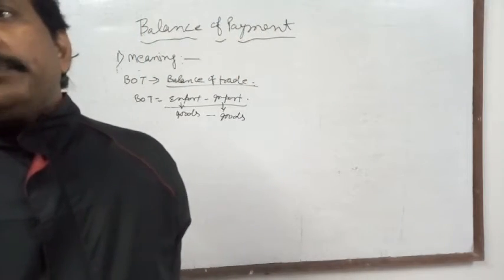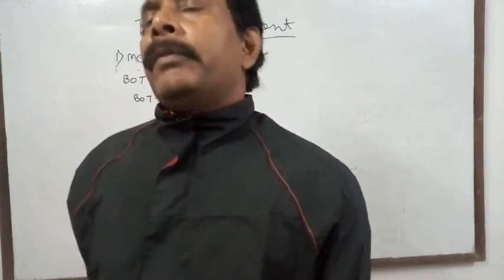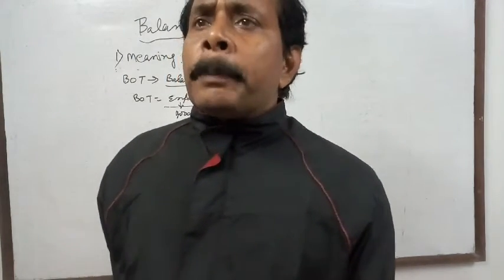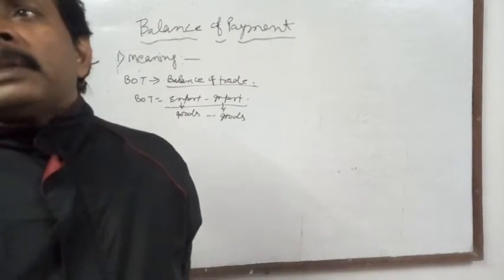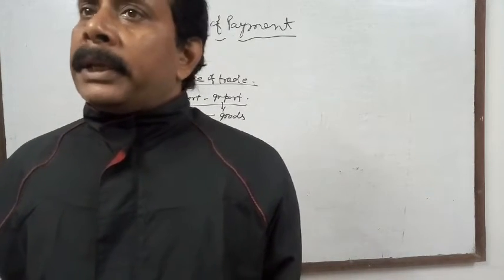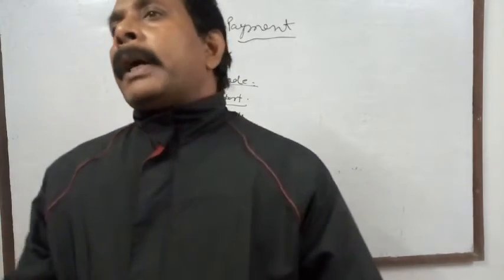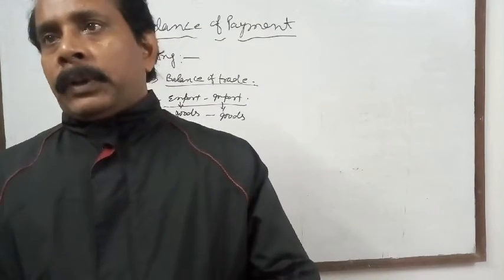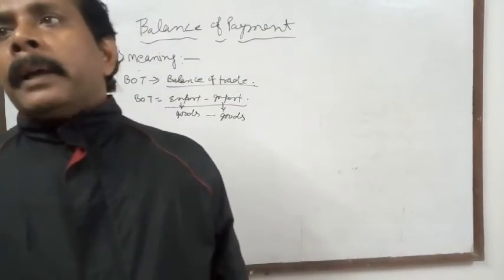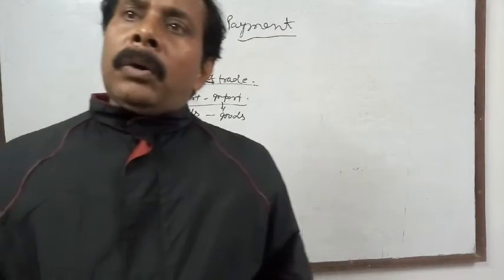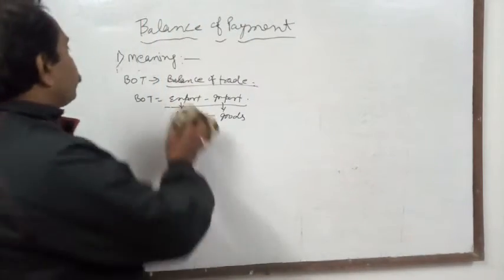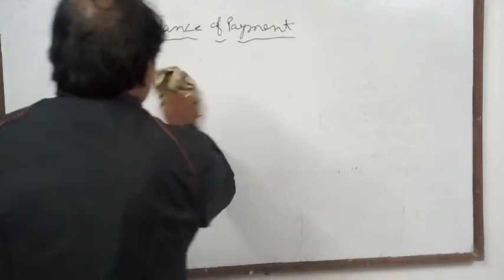Is it clear? Second point we will mention: BOT includes only visible items, whereas BOP includes all economic transactions. Third point, BOT does not record any transaction of capital nature, whereas BOP records all transactions of capital nature. BOT is a narrow concept, whereas BOP is a broader concept. Is it clear? So this is the basic difference between the balance of trade and balance of payment. Clear? Now come to what are the components of balance of payment.